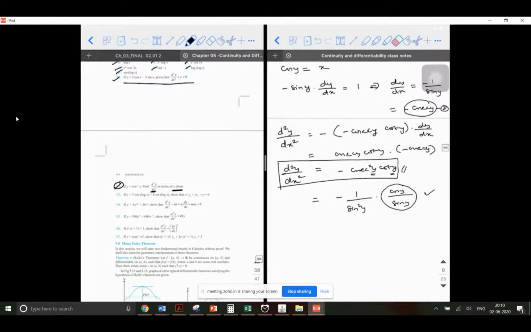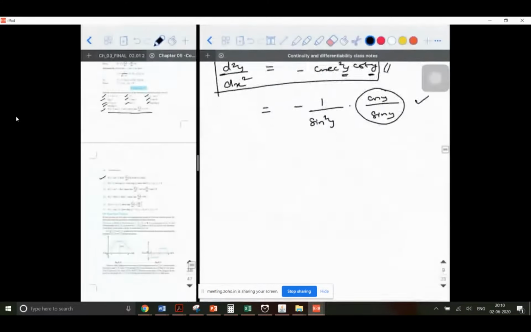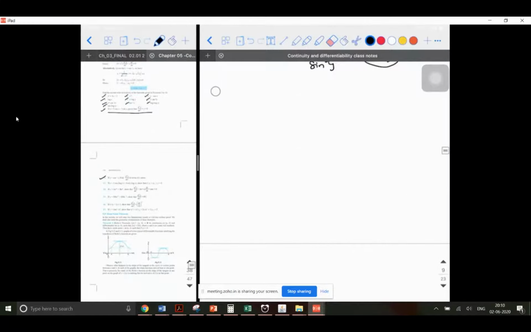Sir, can we also do it by directly finding the derivative of cos inverse of x? Yeah, you can do it. You want me to do that method? Okay, we'll do that. Why have a doubt? Will you try telling me the steps, Mridula? Yes, sir. Let's try.